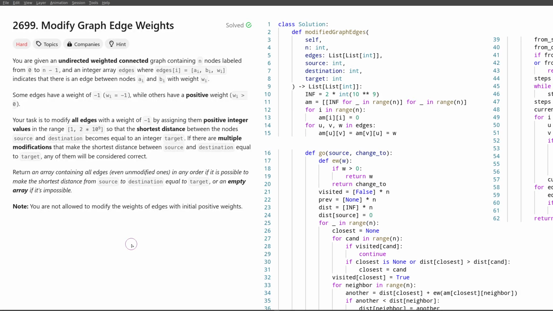Hello everyone, today we'll talk about the solution to the problem modify graph edge weights. The code is pretty long, but we'll go through it step by step.